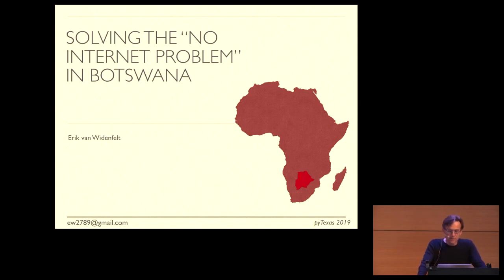Just a little bit about Botswana. It's a middle-income country, landlocked in southern Africa, population now just over 2 million. And its landmass is about the same size as Texas, and although a bit drier, in the drier parts of Texas, it kind of looks the same.